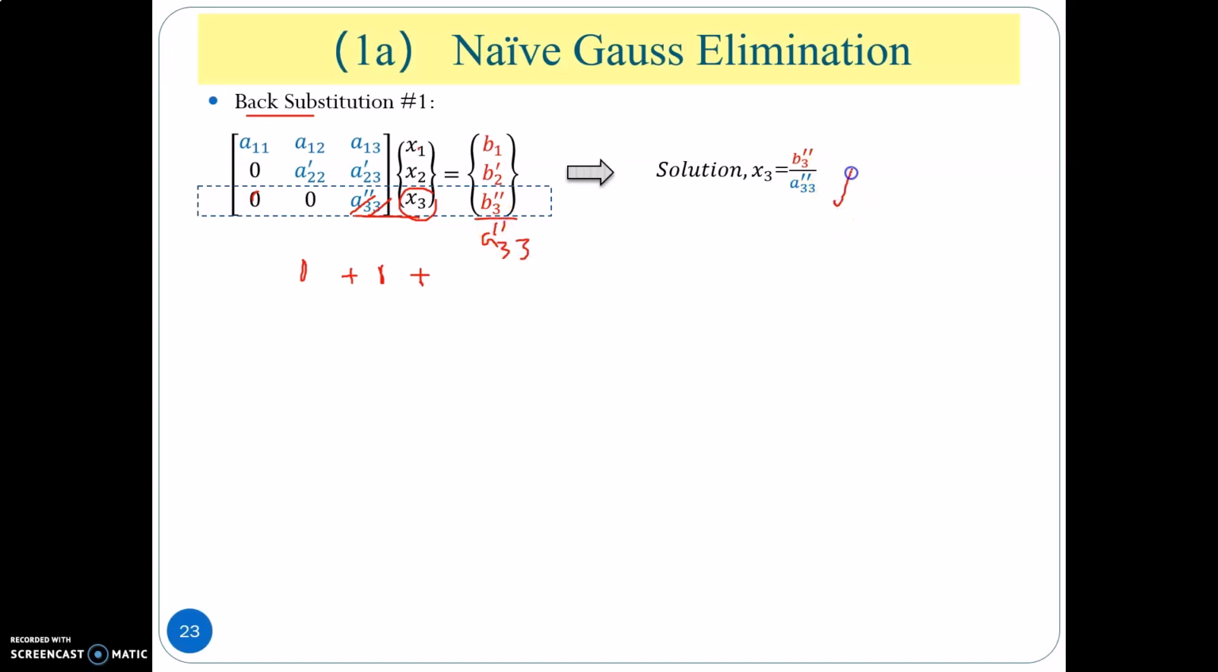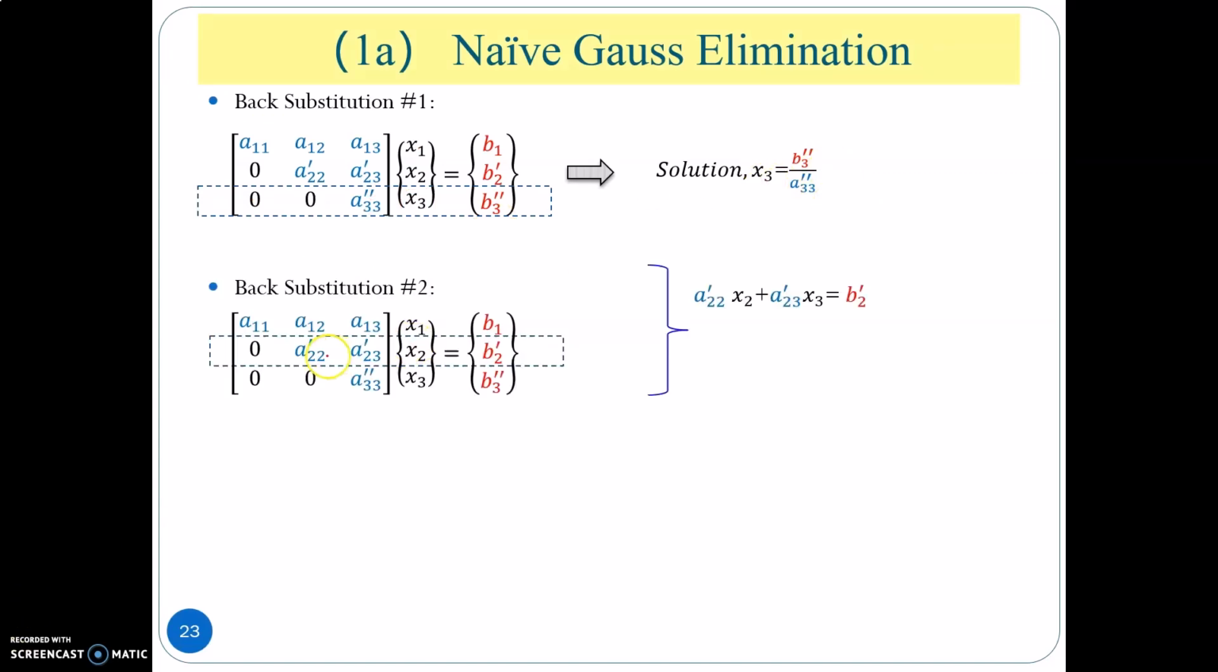With that, you succeed in obtaining the solution for x3. Then you continue with the second back substitution at the second row here. Take this component, multiply with this component, and you obtain 0 times x1, plus A22 prime multiplied with x2, plus A23 prime multiplied with x3, which is equal to B2 prime. So you should be able to obtain this equation.